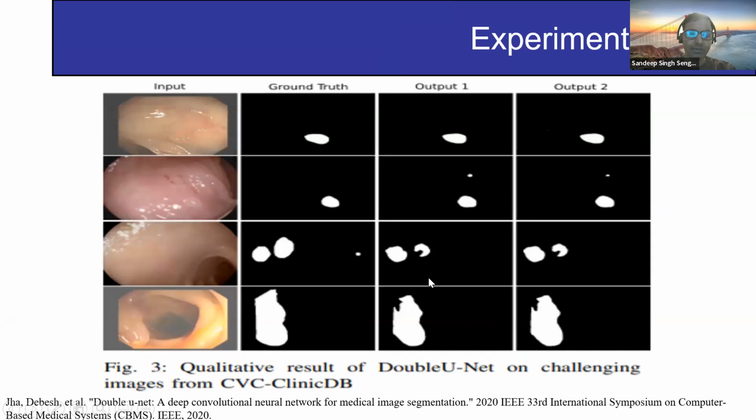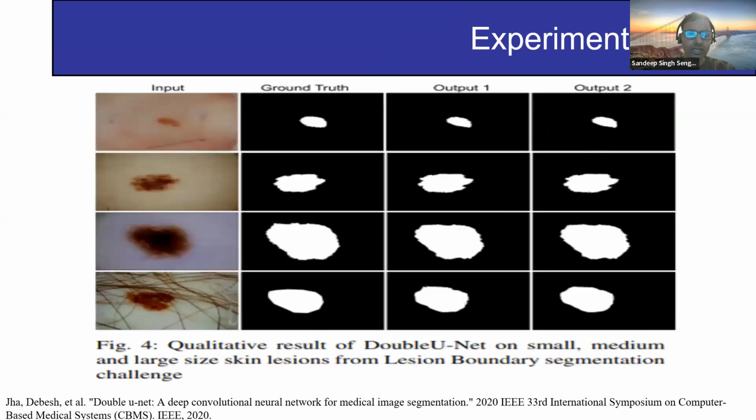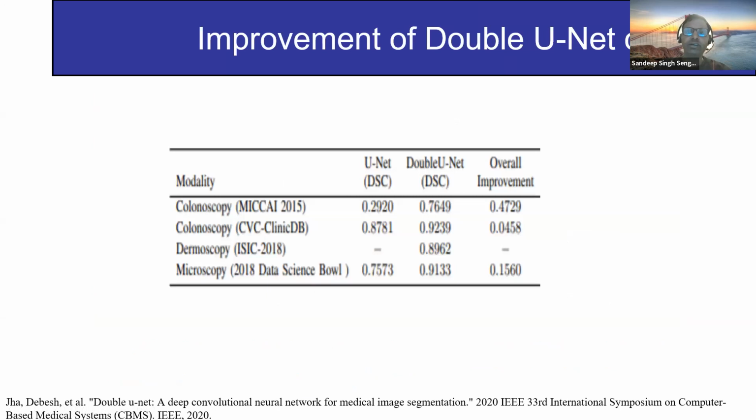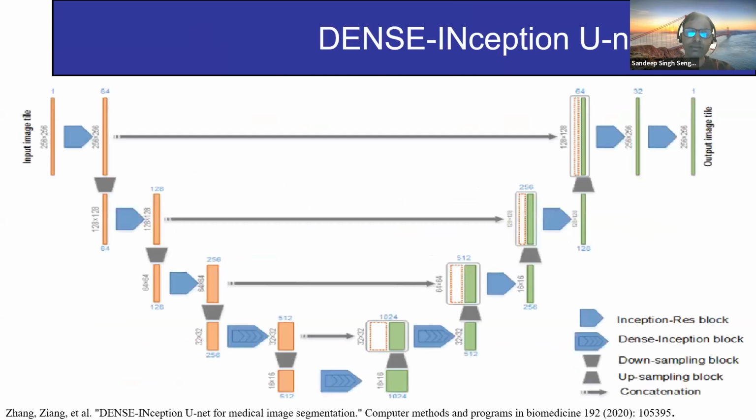For other data sets also they applied, like the CVC-ClinicDB database. And this is the other one for lesion boundary segmentation. This is the quantitative evaluation here. So this is the way people are working for medical image segmentation.